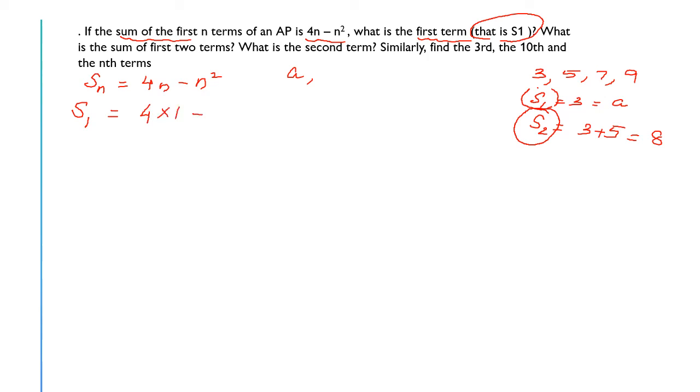4 into n minus 4 into 1 minus 1, that is 4 minus 1. That is the answer 3. Oh, we are getting the same thing. That is S1 equal to 3, that is equal to our first term A. Is this clear to you?